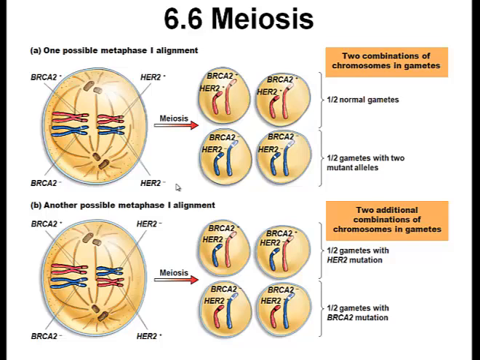All right, and so those are the two primary ways that genetic variation is introduced into offspring. First, we have crossing over, and then we have this idea of random assortment.